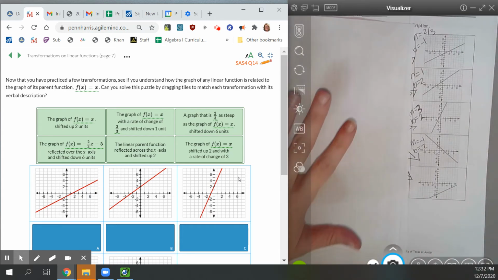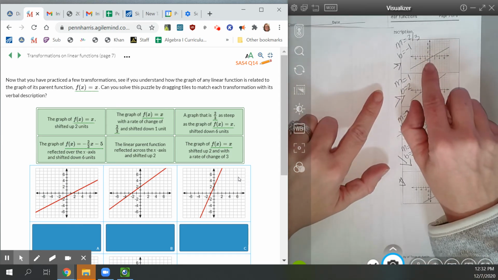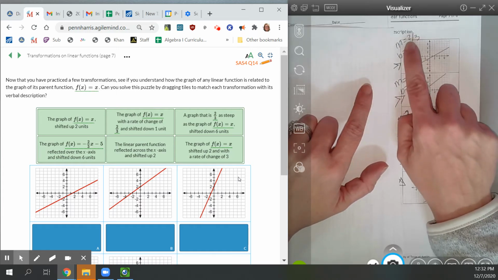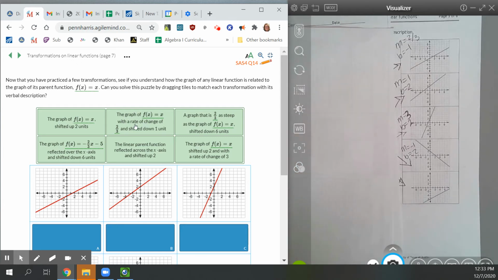So the first thing I did on my paper was I noted, okay, what is going on with this graph? I noticed that it was shifted down 1 unit and had a slope of 2/3. So what I did is I came to my words here. Which one of these talks about shifting something down 1 unit? Well, this one right here, the graph of f of x equals x with a rate of change of 2/3 and shifted down 1 unit. So they're saying the parent function now has a rate of change of 2 over 3 and it's shifted down 1 unit. So I'm going to drag that right there.